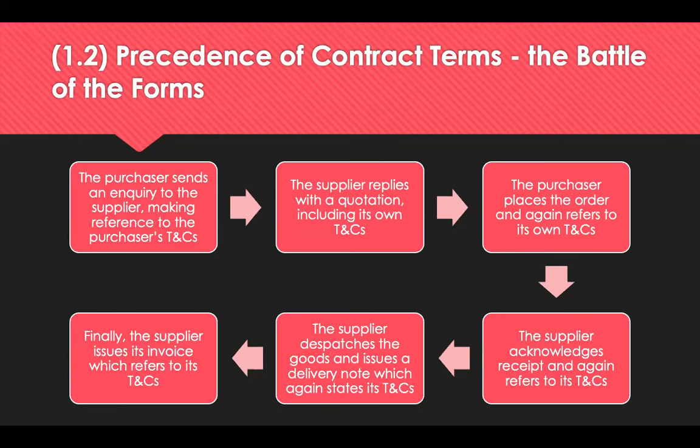But here is an example of a sequence of events between a purchaser and a supplier where no terms and conditions have been agreed in the transaction. The purchaser sends an inquiry to the supplier making reference to their terms and conditions. The supplier replies with a quote including theirs. The purchaser places an order but yet again refers to their own terms. Then the supplier acknowledges receipt, again issuing their terms. The supplier dispatches the goods and issues a delivery note, again stating their terms. And finally, they issue an invoice which refers to its own terms and conditions.